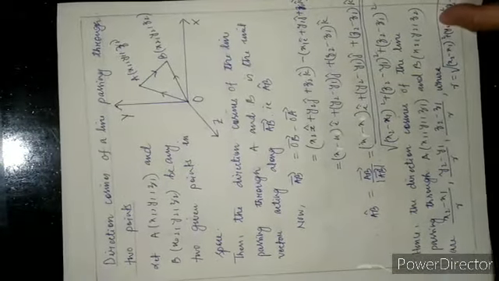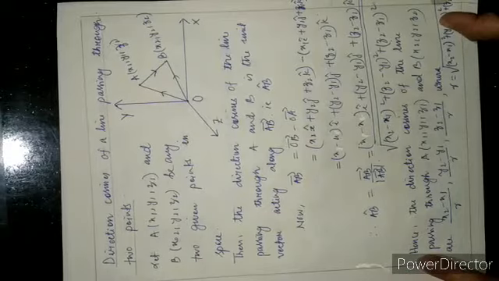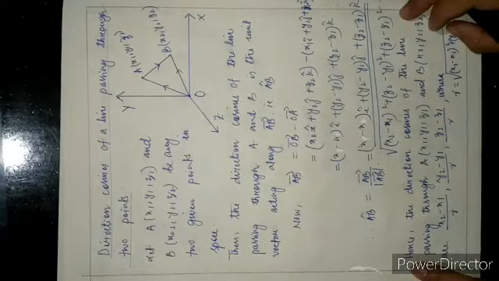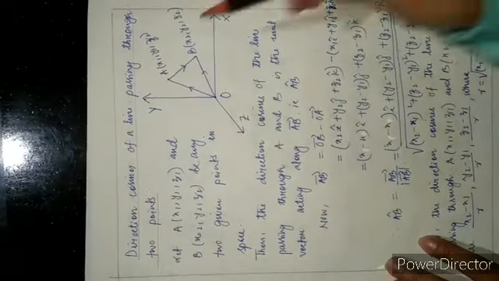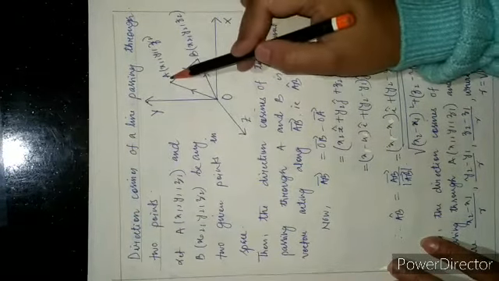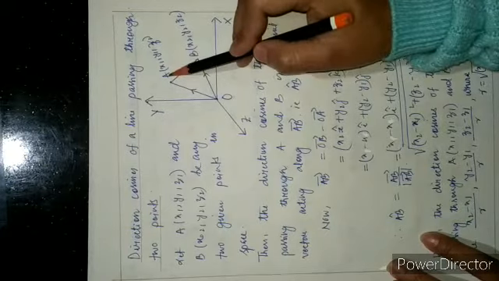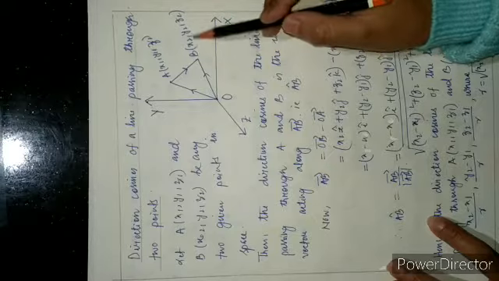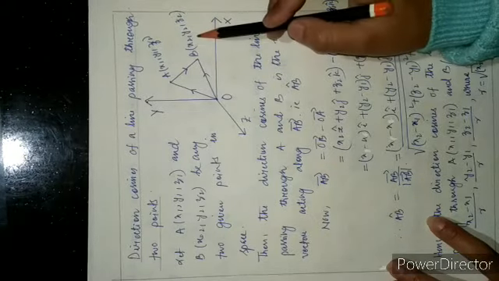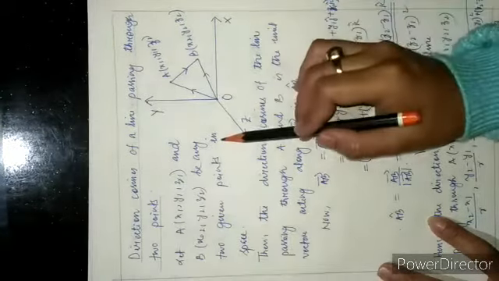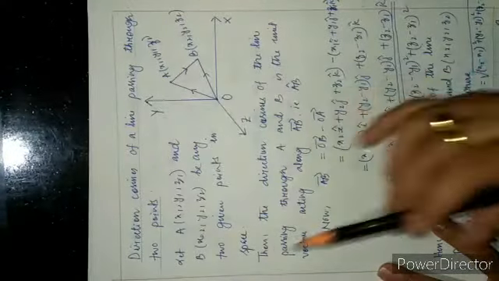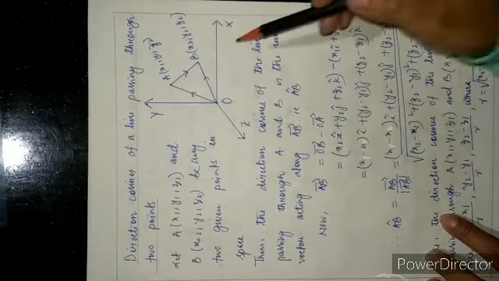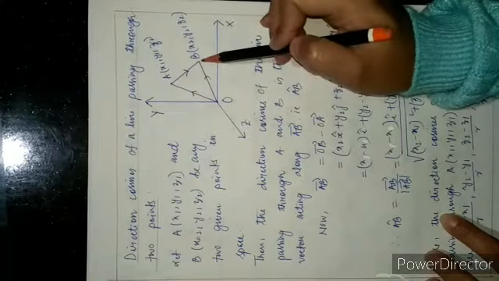Next topic, direction cosines of a line passing through two given points. Given two points, we find the direction cosines of the line. Let us consider any 2 points, point A whose coordinates are x1, y1, z1, and point B whose coordinates are x2, y2, and z2. These are any points in space. We are going to find the direction cosines of the line passing through these 2 points.